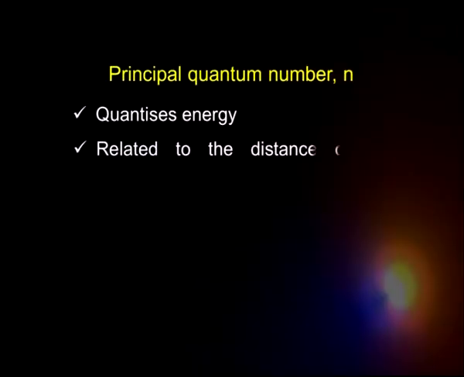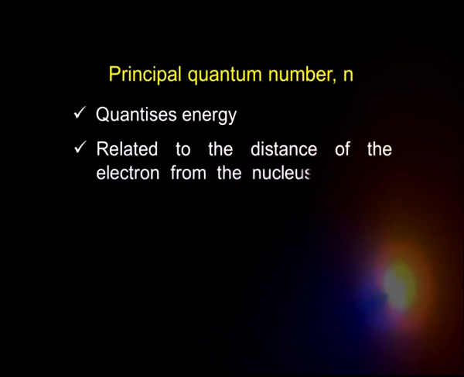And secondly, this also is related to the distance of the electron from the nucleus, because as n increases, we go farther and farther from the nucleus. So n tells two things: it quantizes energy, and it also tells how far the electron is from the nucleus. Larger the value of n, farther the electron from the nucleus. So those are two big things.